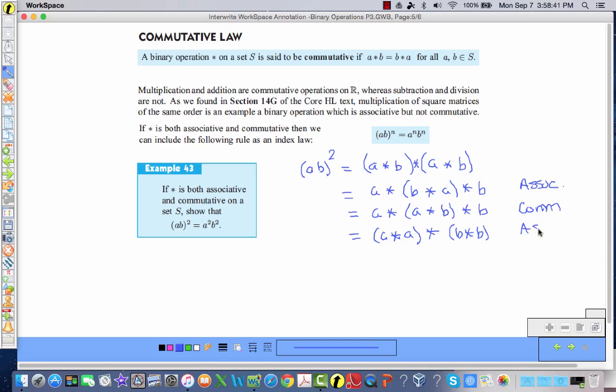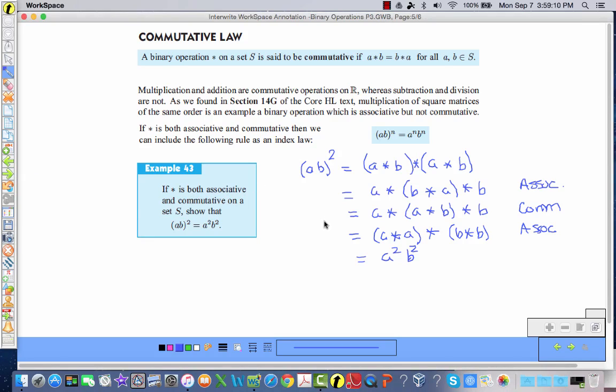And so that's associative. And by what we just discussed on the previous page, I can write a star a as a squared, and I can write b star b as b squared. So that's just a short little proof there about the commutative law. And not the commutative law, just using these indexes, but we use the commutative.